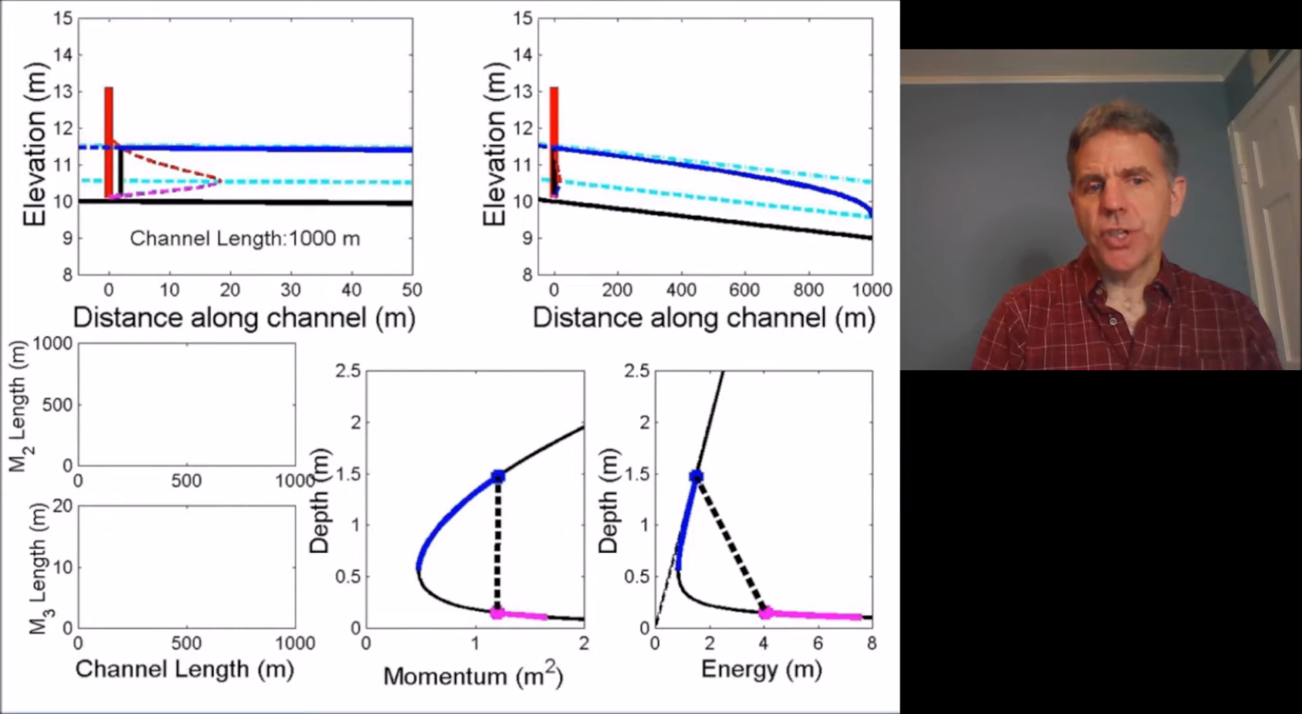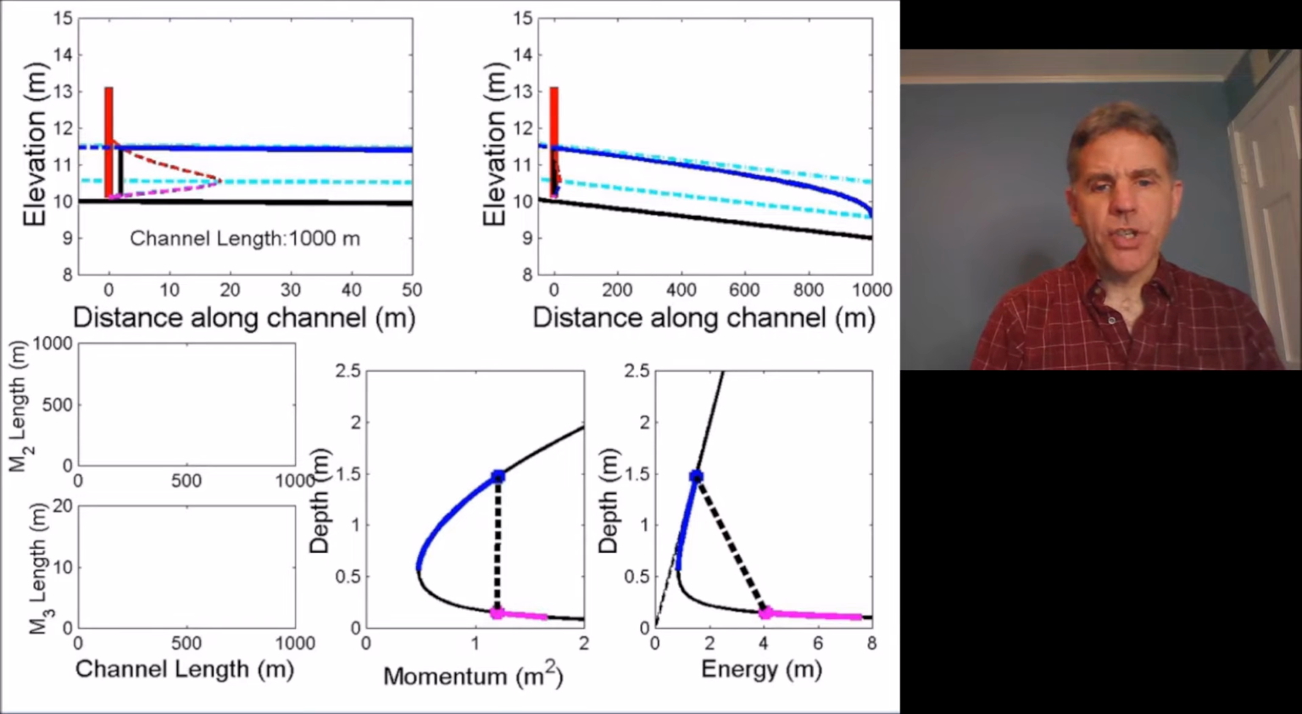The source of change in this animation is the distance between a free overfall at the downstream end of the channel and a sluice gate. The distance starts at 1,000 meters and reduces to just 5 meters at the end of the video.